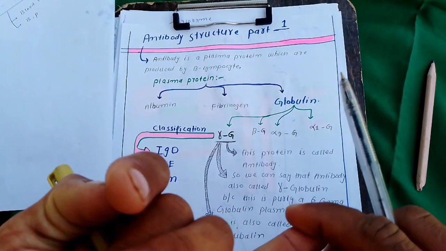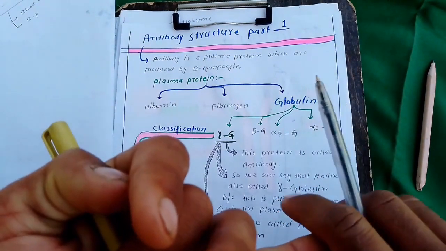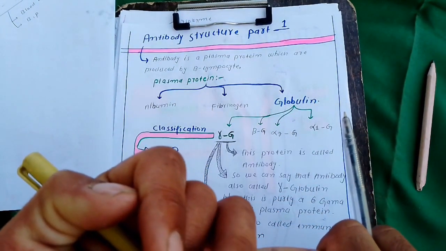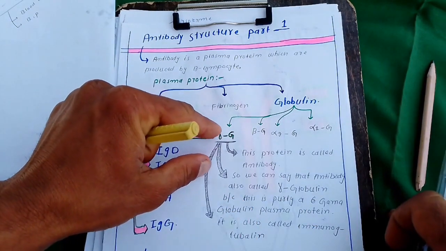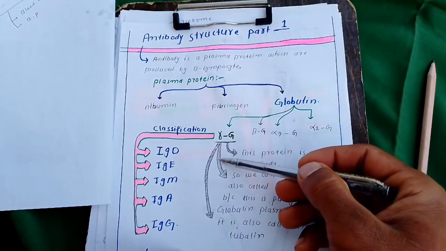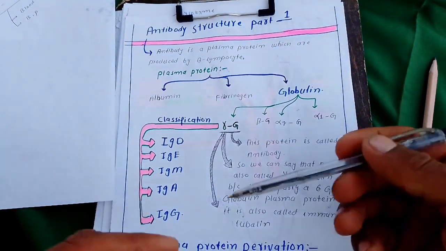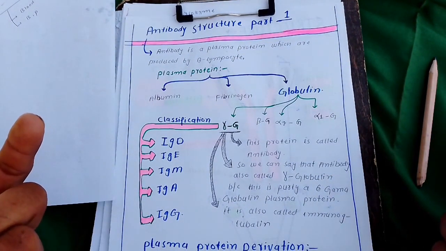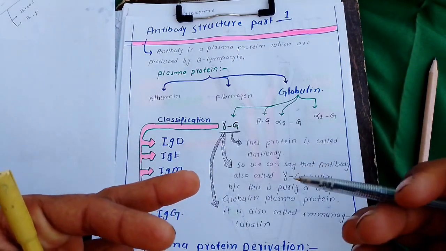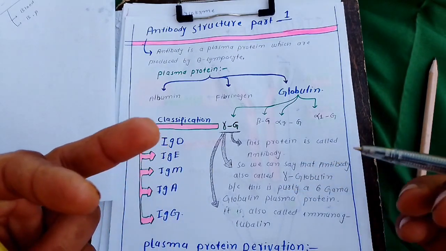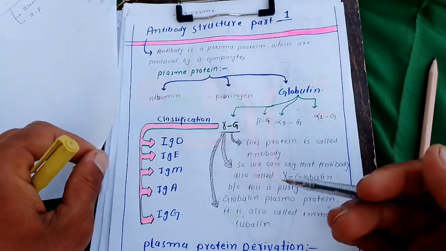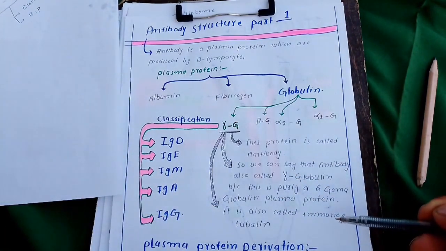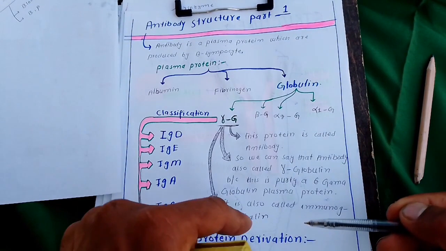Antibody is also called immunoglobulin, or gamma globulin, because this is the globulin protein, but the gamma globulin protein. Why is it called immunoglobulin? Immunoglobulin is a functional term because this is the protein which helps in the protection of the body. This is the protein of the immunity system. Therefore, it is called immunoglobulin.